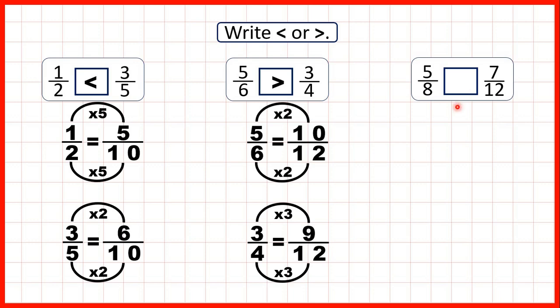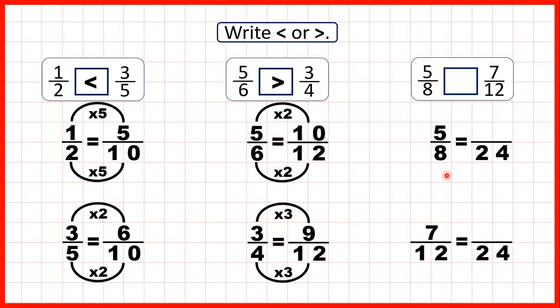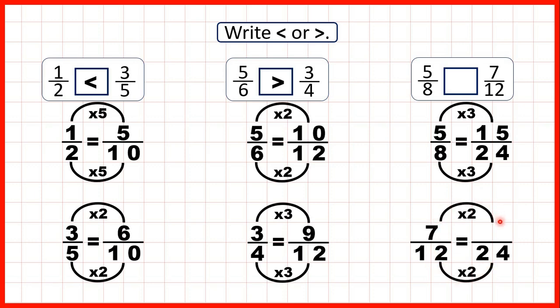The lowest common multiple of 8 and 12 is 24, so we can find equivalent fractions for 5/8 and 7/12 with a denominator of 24. 8 times 3 is 24, so we do the same to the numerator, and 5 times 3 is 15. 12 times 2 is 24, and 7 times 2 is only 14. So 5/8 is larger than 7/12 because 5/8 is equivalent to 15 over 24.